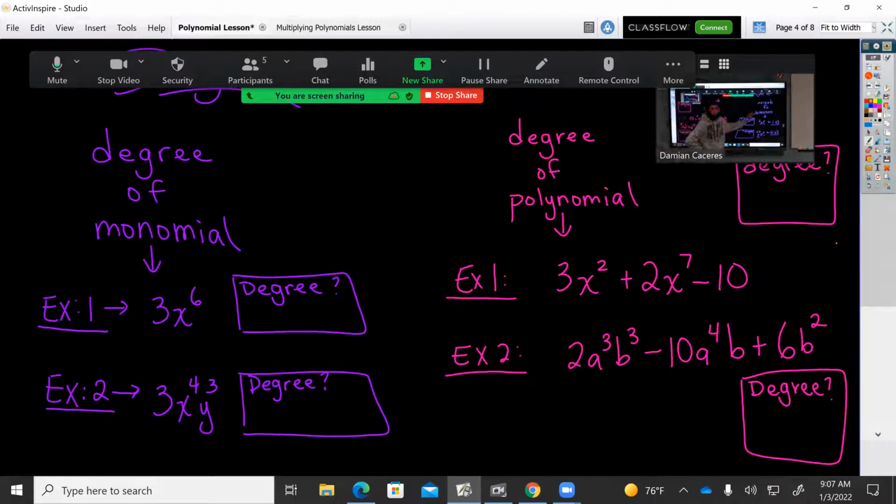So over here, degree of a monomial. Monomial means one term. So when you have something like this that's one term, all you're looking for is the highest exponent. What's the highest exponent you see? A 6. That means the degree is 6.